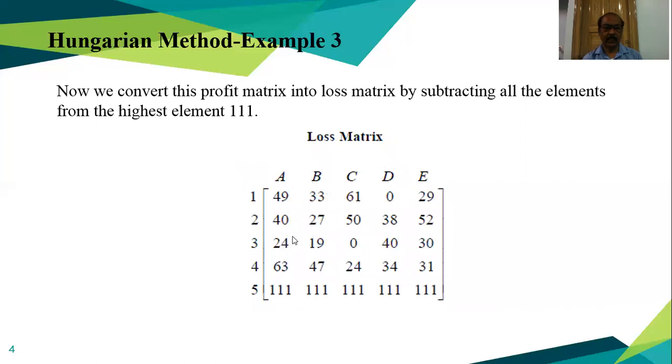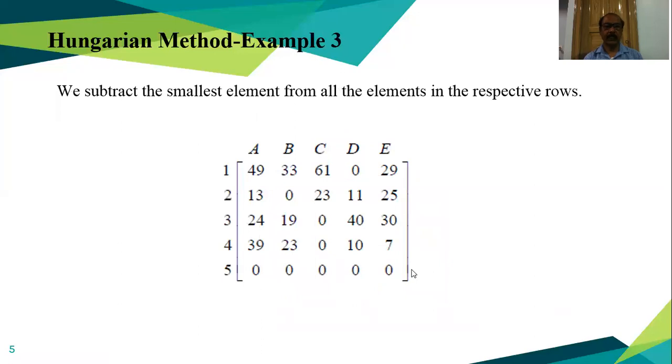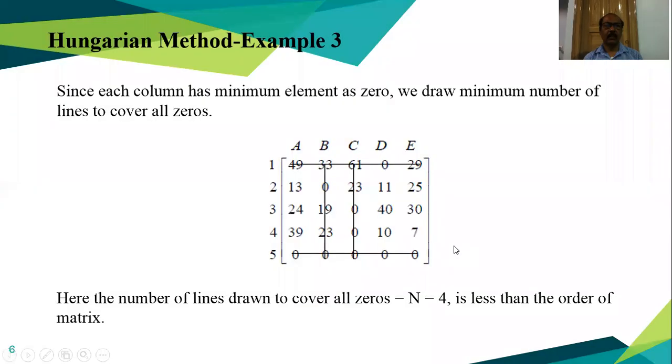In this, the last fifth list element is 111. So with respect to machine 5, all the lost values will be 0. Now we draw the horizontal and vertical lines. Check horizontally and draw. Better if we check horizontally and draw the vertical lines. Okay.